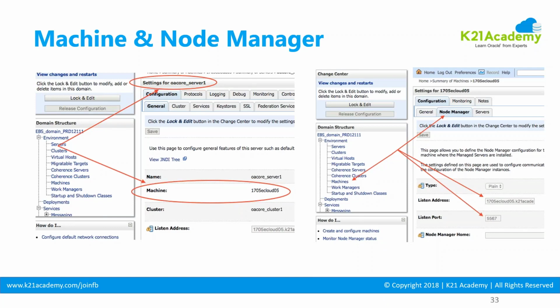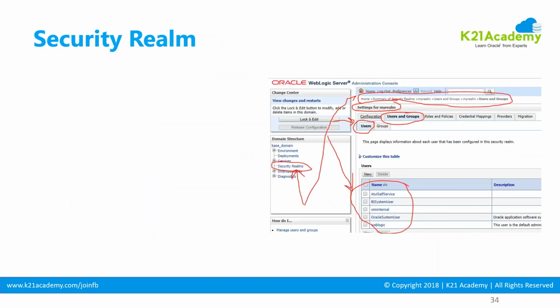So you go to servers. Under servers, each server will have a machine associated. Each machine will have a node manager associated with it. And that's how machine and node manager are related.